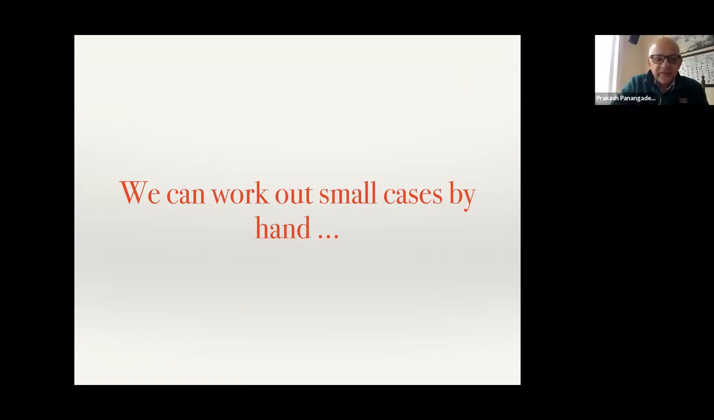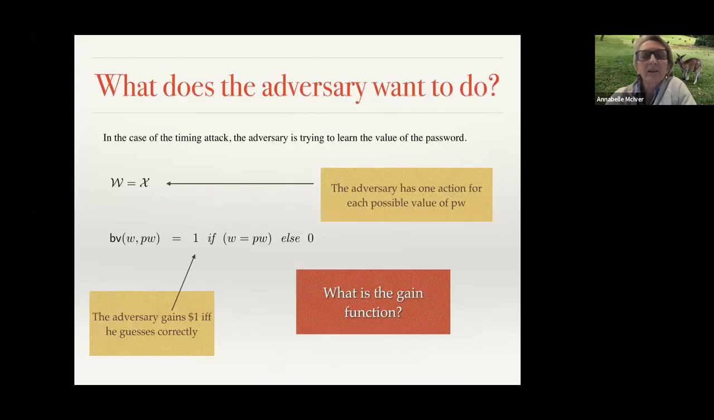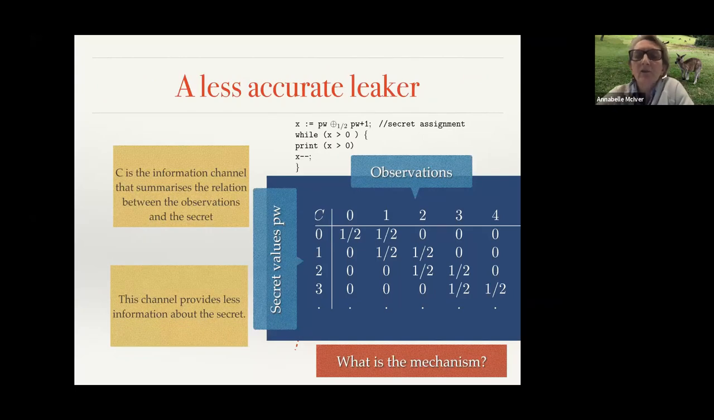Can I just interrupt for a minute, Annabelle, please? Yes. Somebody asked that if X is being printed directly, is the adversary still somehow using the timing? So it wasn't X being printed directly. Sorry, it was only whether X is greater than zero.